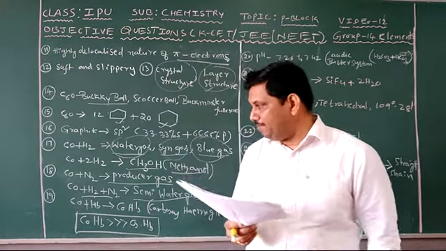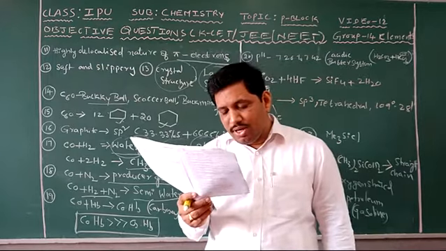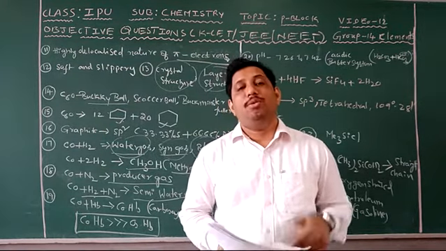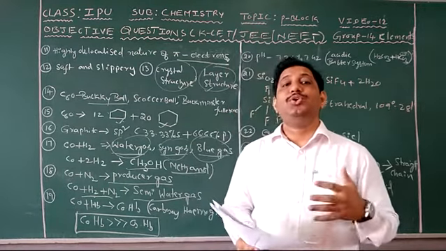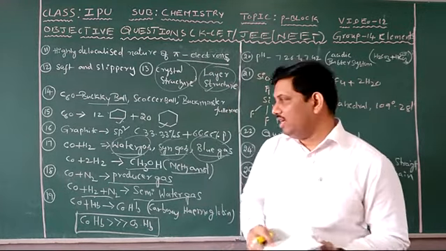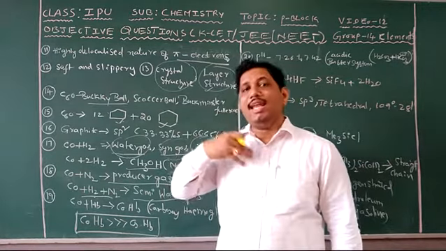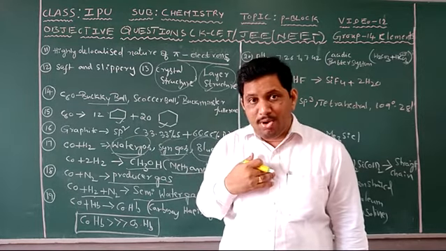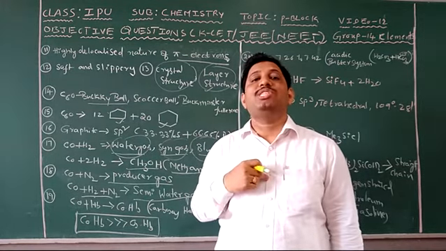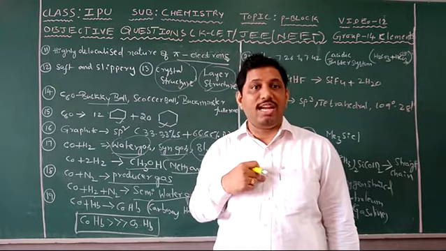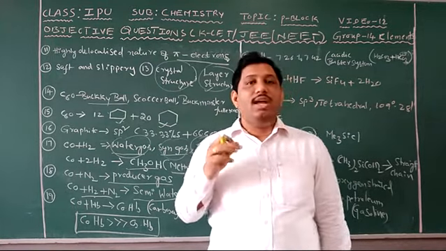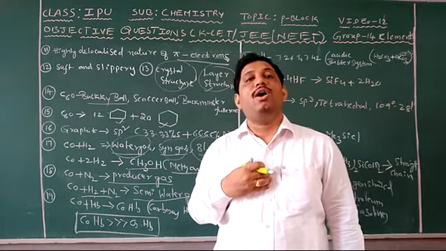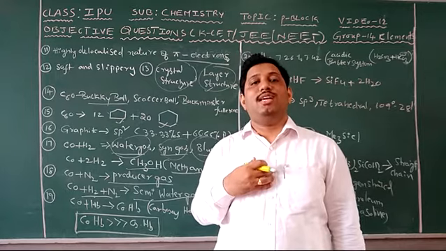Question number 19. The main reason for human death due to carbon monoxide poisoning is that, when you inhale carbon monoxide, it combines with hemoglobin to form carboxyhemoglobin, which is 300 times more stable than oxyhemoglobin. Hence carboxyhemoglobin is more stable than oxyhemoglobin.